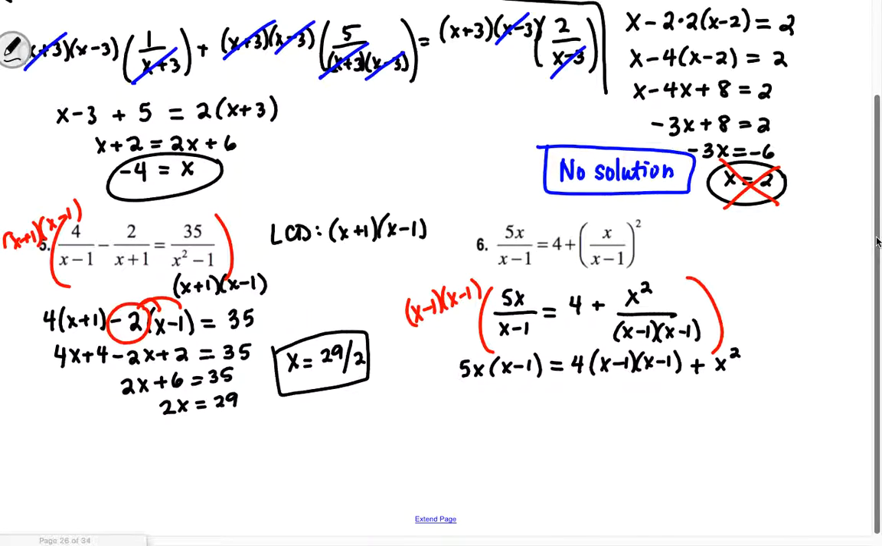So we're going to distribute. So when we FOIL this part out, we end up getting x squared minus 1x minus another 1x, so minus 2x plus 1. Did you guys all see how I FOILed that? And then times 4. And then over here I'm going to have 5x squared minus 5x. Okay, so we have 5x squared minus 5x equals 4, and then times x squared minus 2x plus 1, and then plus x squared. Okay, and we continue to simplify. So like the 4 times the x squared part, it's going to be 4x squared minus 8x plus 4.